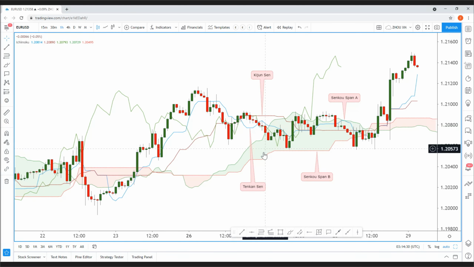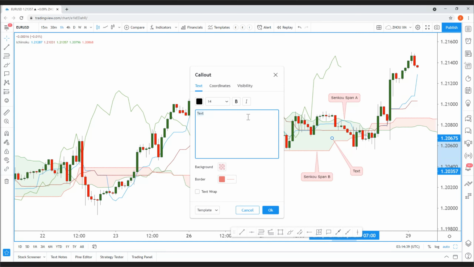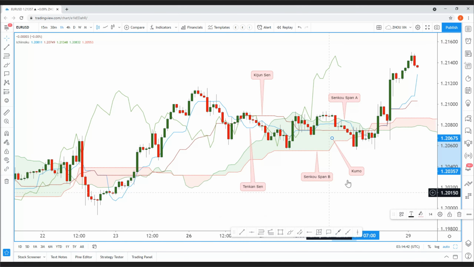One is the cloud, obviously the piece that is colored here. This is just called the cloud, which is also Japanese for Kumo. So this guy named it the Kumo. Ichimoku Kumo, I don't know, maybe that's how they got the name. I'm also not very sure how they named it Ichimoku.